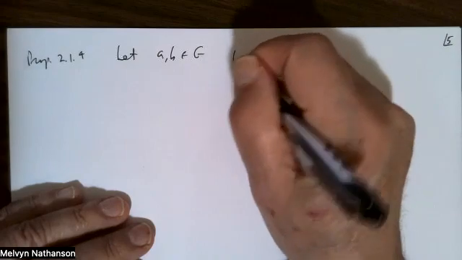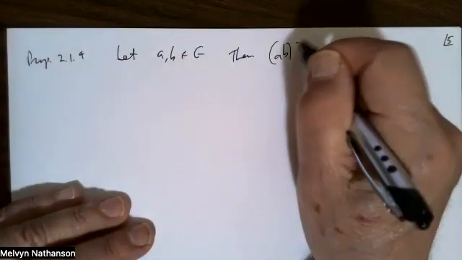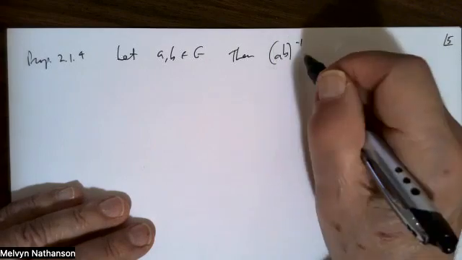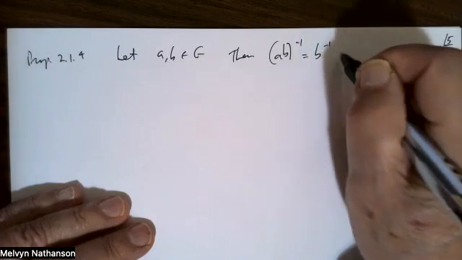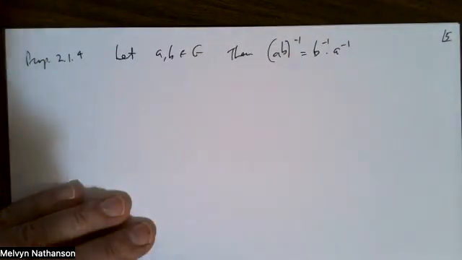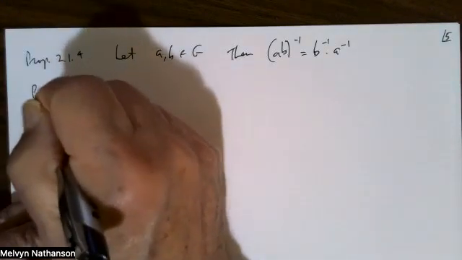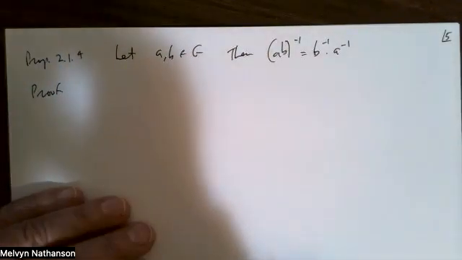Then I can multiply A and B. That's their product, and this element has an inverse. And it turns out that the inverse of the product AB is not the product of the inverses, but the product of the inverses in the opposite order. It's B inverse A inverse. Proof. These things are much simpler if the group is abelian, but we're not assuming that the group is abelian. So the order in which you multiply matters.